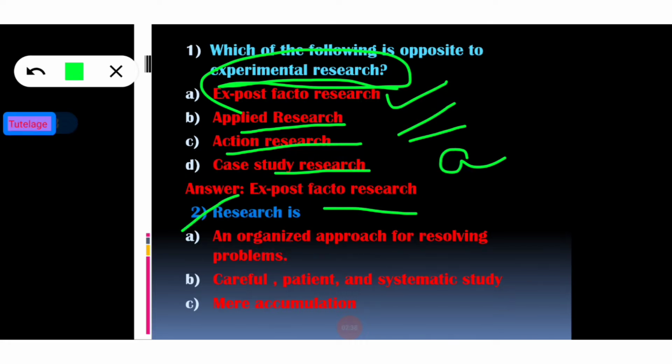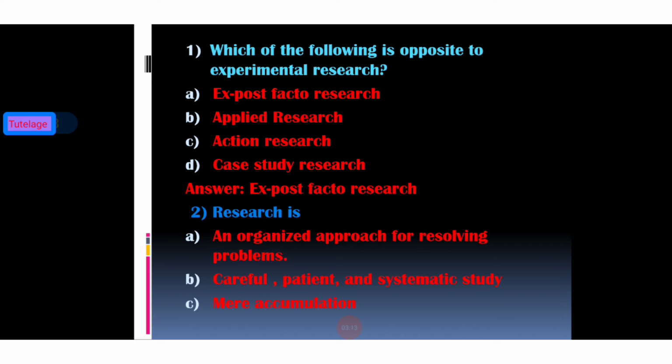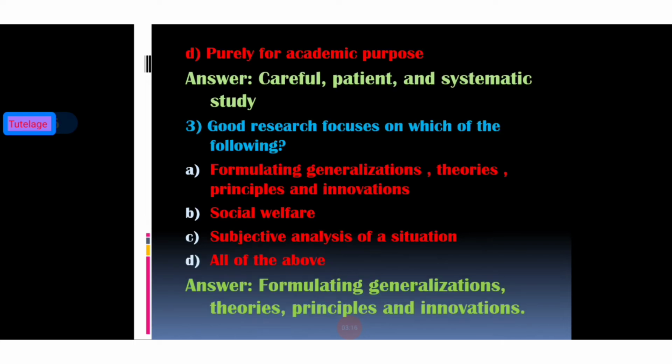Now move on to the second question. What do you mean by research? Basically it asks for the definition of research, and in simple words, research can be defined as the in-depth study of something in search of some new information. Here there are four options. The first option is an organized approach for resolving problems. Option B is careful, patient and systematic study. Third option is mere accumulation, and the fourth option is purely for academic purpose.